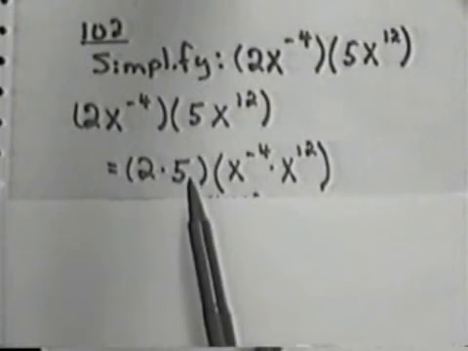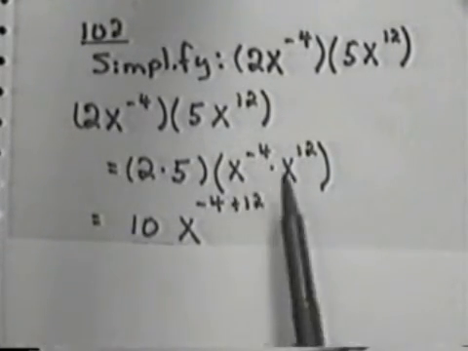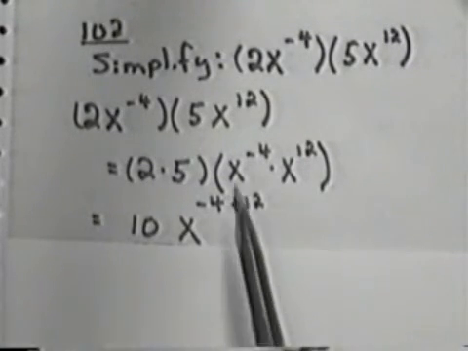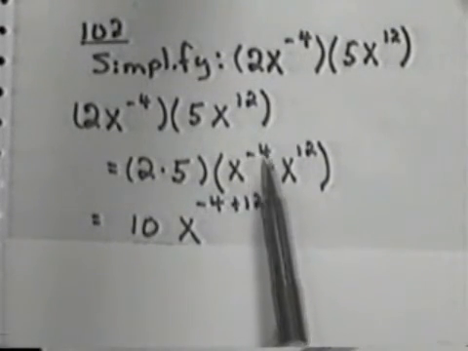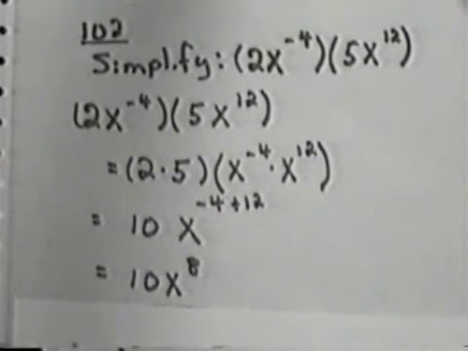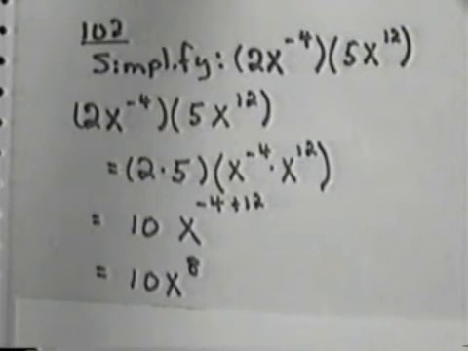I can multiply 2 times 5 and get 10, and I can remember the rule. To multiply powers having the same base x, I keep the base and add the exponents. So I add the negative 4 plus 12. So the answer would be 10x to the 8. Negative 4 plus 12 is 8.